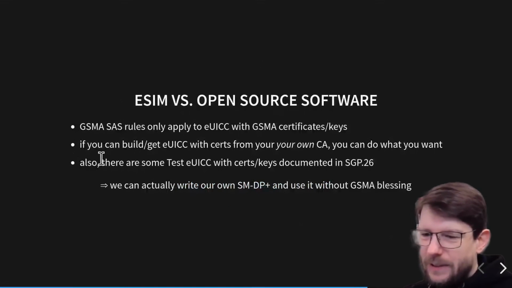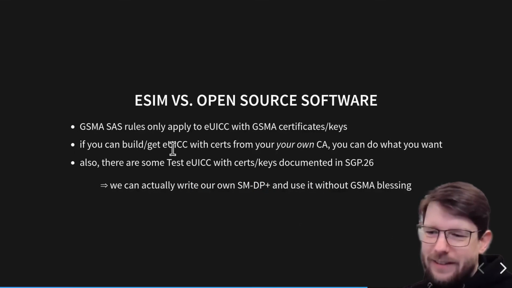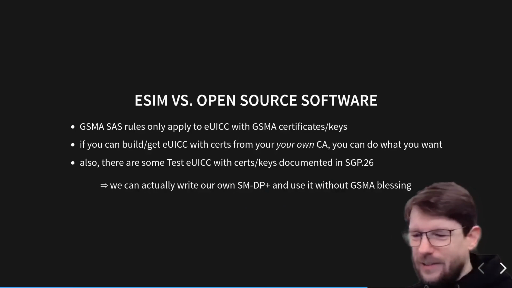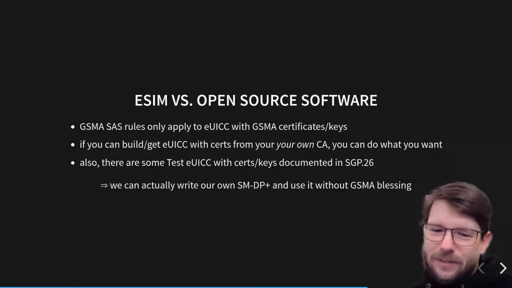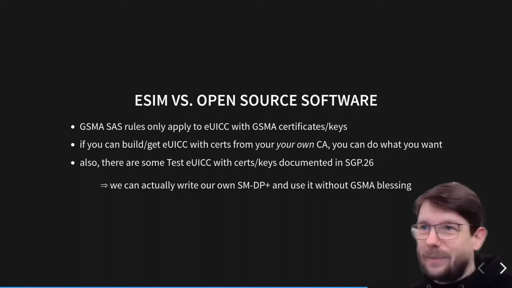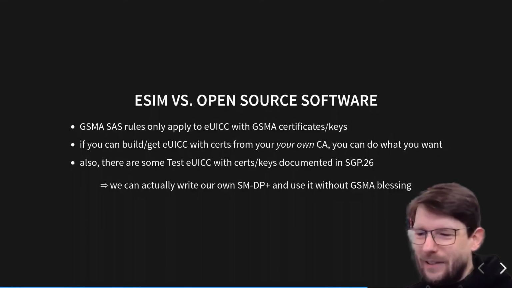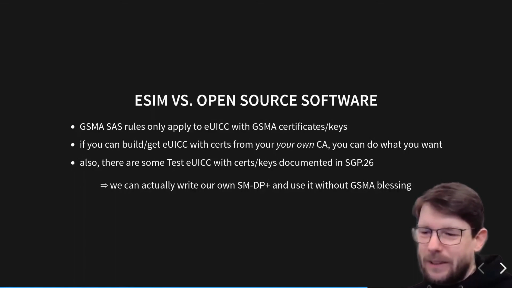what you can do though, if you actually build your own eUICC or obtain one that uses your own certificates from a private root of trust, then you can, of course, issue all those certificates yourself. So you can issue certificates for the eUICC, you can issue certificates for the SMTP+, and you can run all of that. It will just not work with any third-party eUICC or third-party eSIM profiles. So you can run all of that and technically make it work, as long as you don't need operational interoperability with the GSMA system. And that's actually what I did with the so-called SGP26 key material.